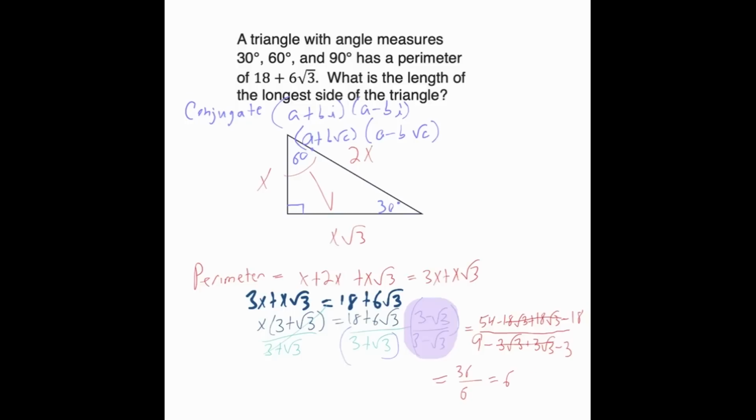We've figured out the triangle. If x is 6, which we just solved for, then this is 6 root 3. This is the 6. And this is 2 times 6, which is 12. So all that work just to find out that the hypotenuse has a length of 12, and that is the answer to our question.